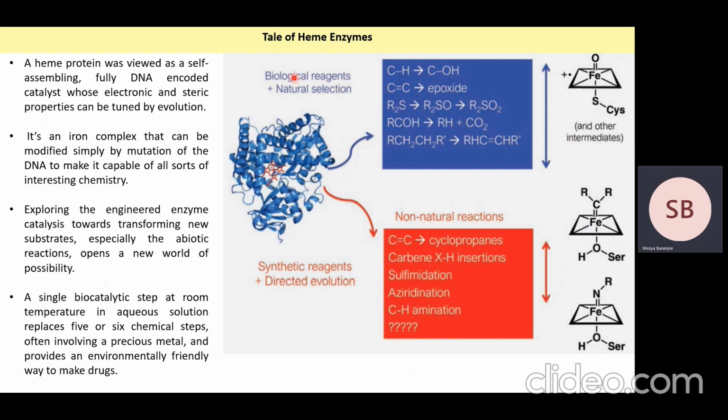Exploring the engineered enzyme catalysis towards transforming new substrates, especially abiotic reactions, opens up a new world of possibility. So there are several natural reactions that the heme enzyme can catalyze, like from CH to COH, or C double bond to epoxide, or RCOH to RH plus CO2. But now there are several non-natural reactions which it has enabled, like from C double bond C to cyclopropanes, or CH amination, or carbene XH insertions. So there is a lot of possibility for the non-natural reactions that this directed evolution of heme enzymes can catalyze.